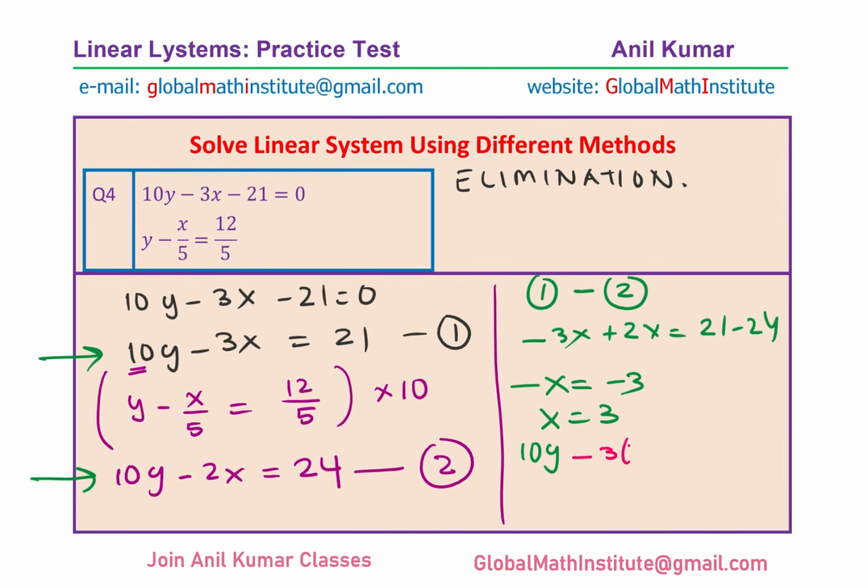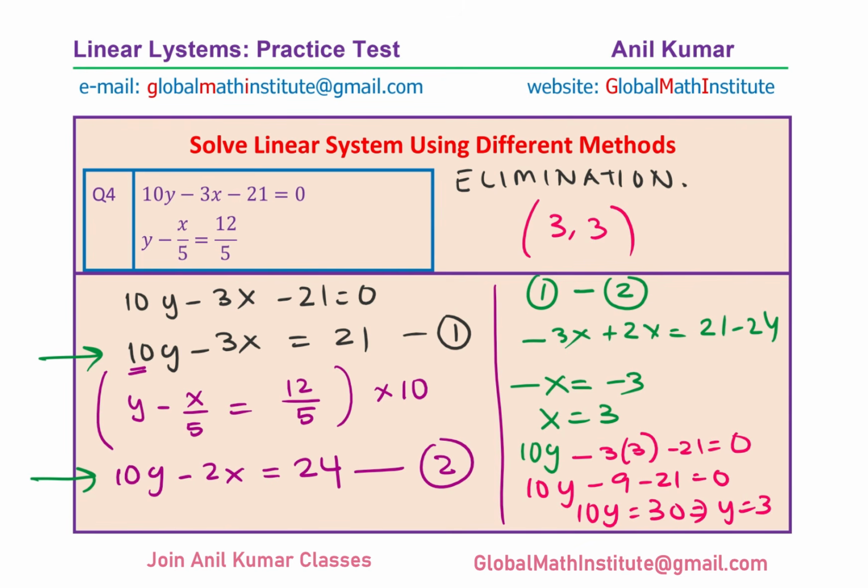So we have 10y minus 3 times 3, right, minus 21 equals 0. So we have 10y minus 3 times 3 is minus 9, minus 21 equals 0, or 10y equals 30. And that gives you y equals 3. Correct? So we have our solution, which is both x and y values are 3 each. Correct? So that is how we could actually solve this particular question, right?